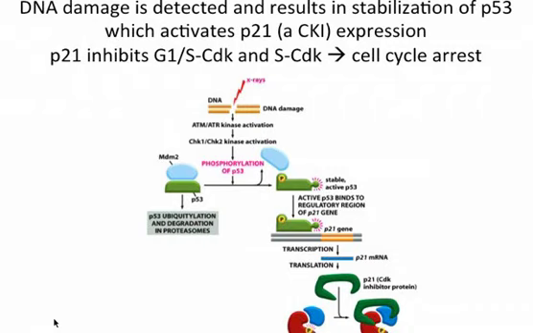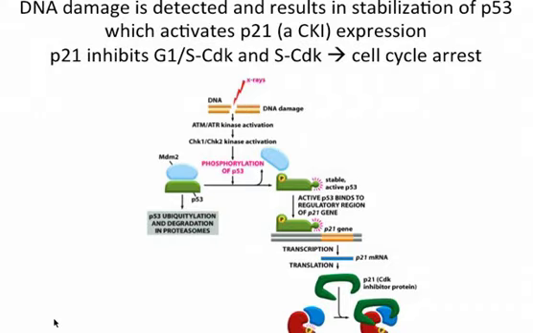So it's kind of logical, right? DNA damage, you want to stop the cell cycle, right? And so one thing that you do is activate expression of a CKI that inhibits G1/S CDK and S CDK. So if you inhibit your CDKs that push you into S phase, then you're not going to go into S phase. Cell cycle arrest, right? Makes sense, right?